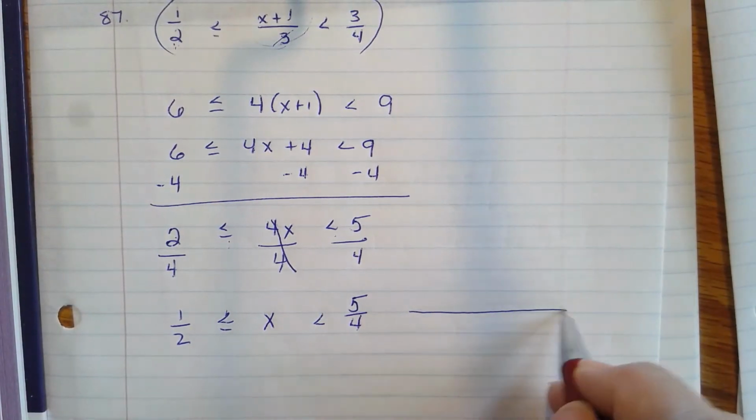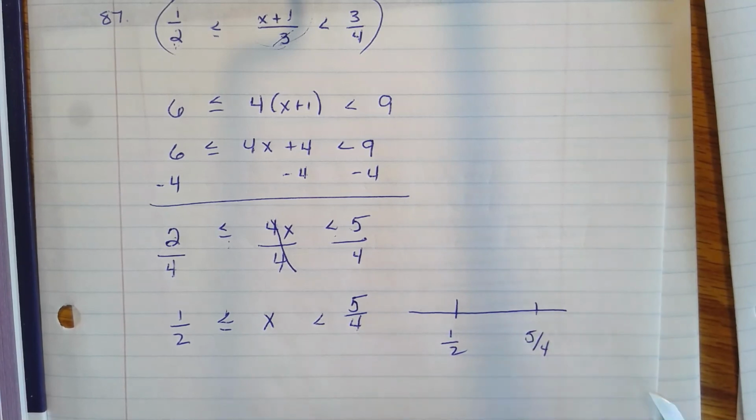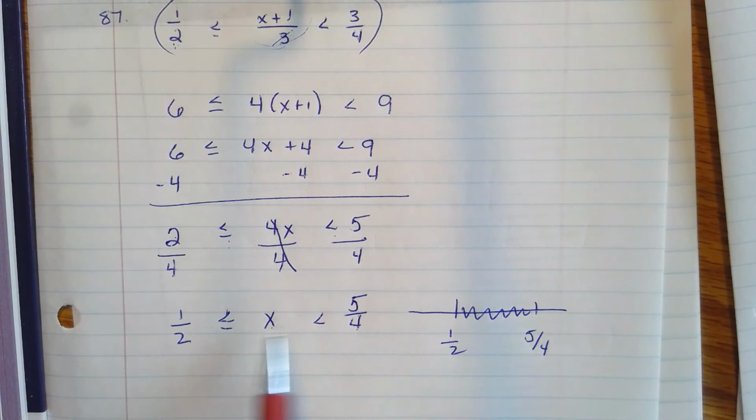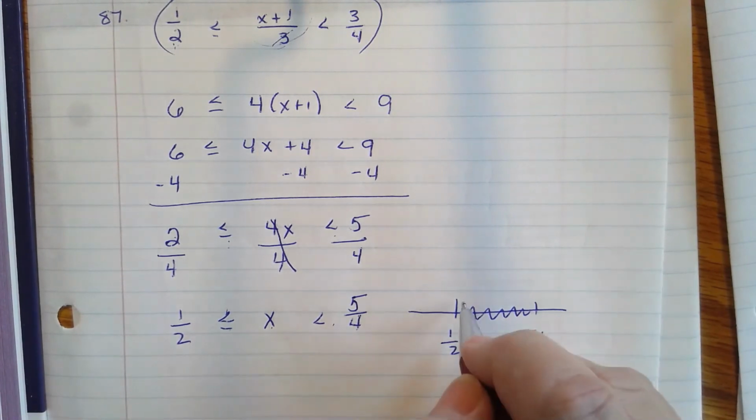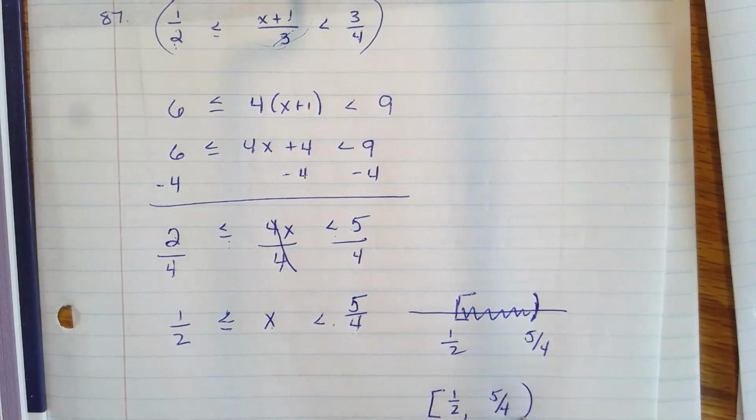So on my number line, it's going to go from 1/2 to 5/4. Shading in between because x is between those two numbers. The 1/2 has an equal sign, so that'll be a bracket. The 5/4 does not, so that'll be a parenthesis. So in interval notation, it's going to go 1/2 to 5/4 like that.